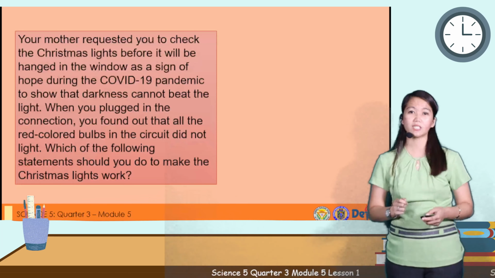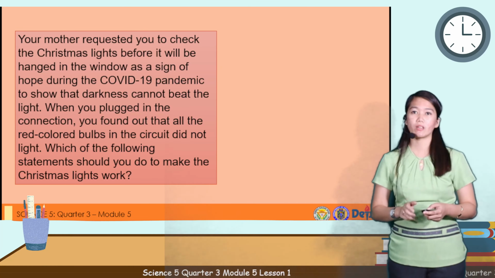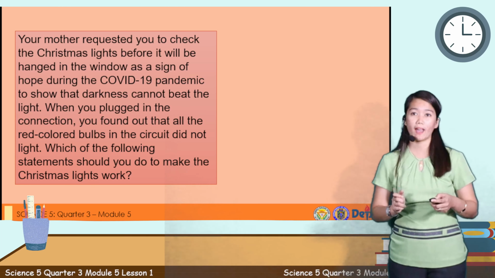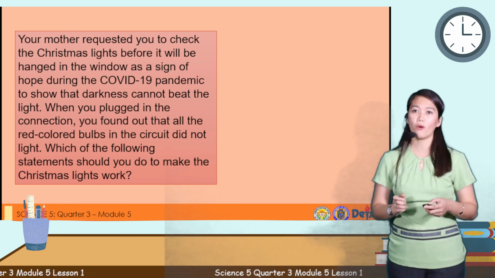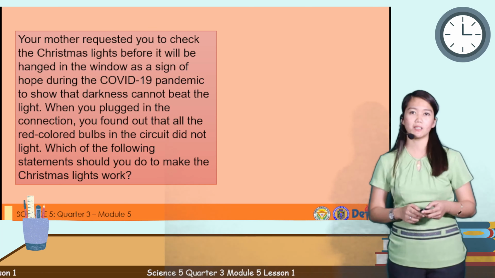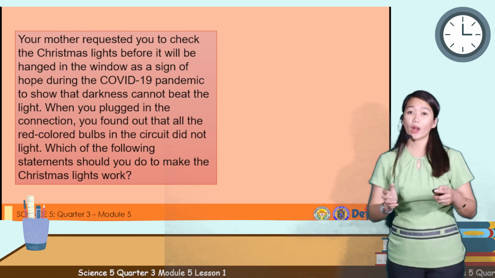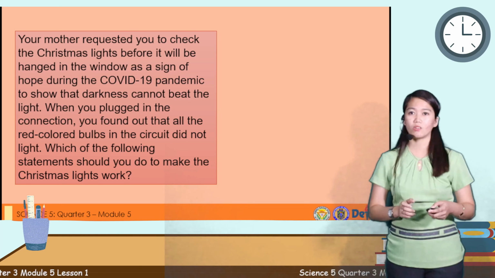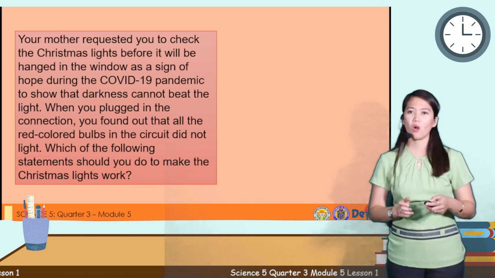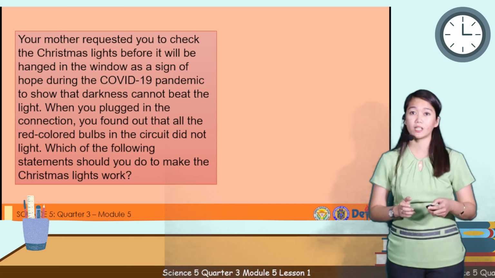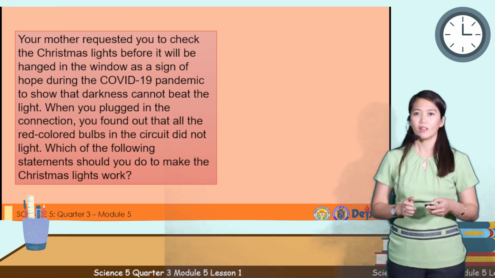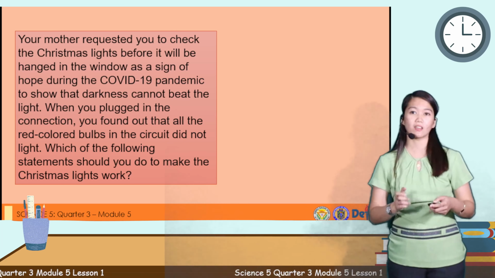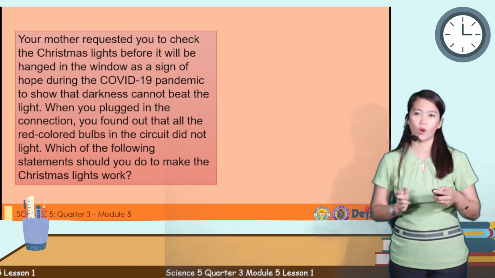Okay, so here is the situation. Your mother requested you to check the Christmas lights before it will be hung in the window as a sign of hope during the COVID-19 pandemic to show that darkness cannot beat the light. When you plugged in the connection, you found out that all the red-colored bulbs in the circuit did not light. Which of the following statements should you do to make the Christmas lights work?